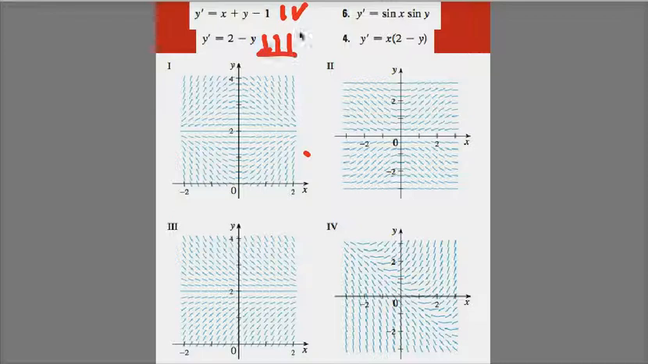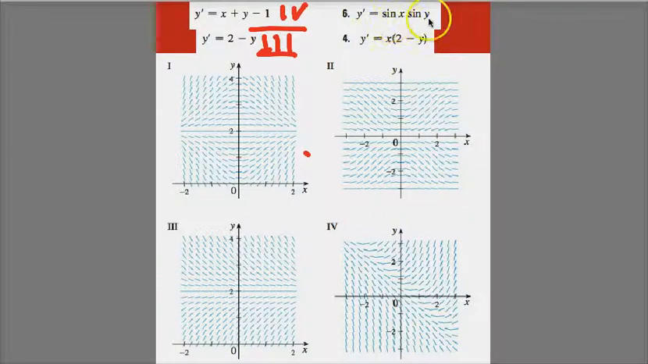So that goes with slope field number 3, and we can also verify this by the fact that when y is 2, the slope is going to be 0. We've got that here, slope 0. When y is above 2, we're going to get a negative slope, and when y is below 2, we're going to get a positive slope. That all checks out. So slope field 3 goes with this differential equation.